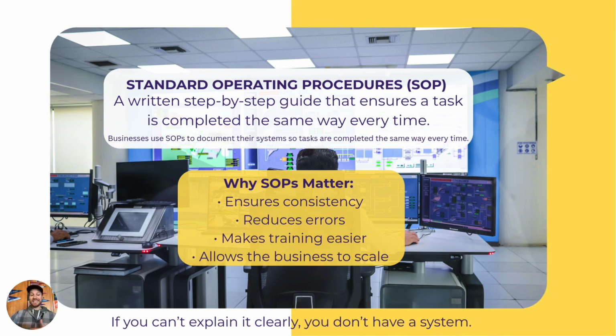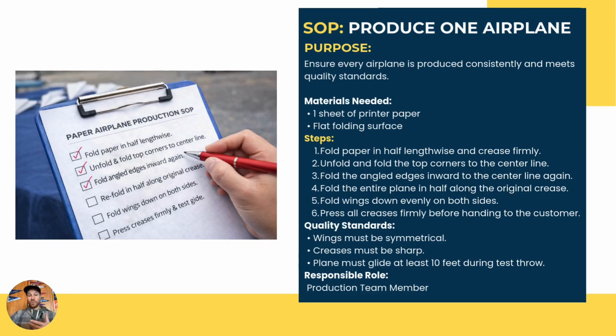If a business can't explain their process clearly, they don't have a system. And so when we talk about a standard operating procedure, we could do this simply with the idea of a paper airplane. For example, if we're going to produce one paper airplane, I could write out every single step necessary in as much detail as possible to ensure that every airplane is produced consistently and meets quality standards. I would need first materials, a sheet of printed paper, as well as a flat folding surface.